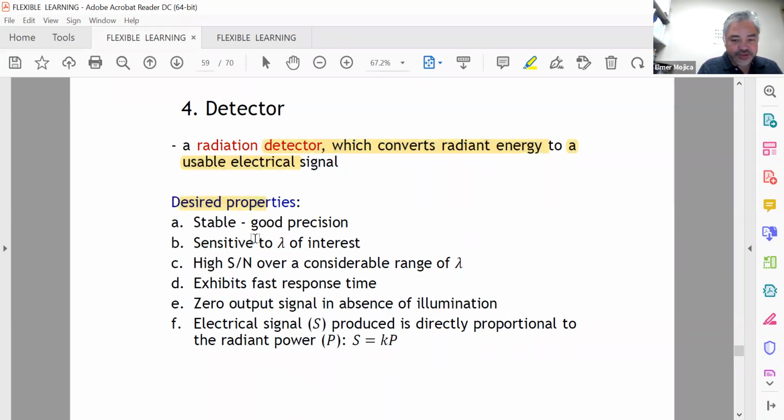Now, what are the desired properties? Stable. It should result in good precision. It should be sensitive to the wavelength of interest. You want it to have a high signal-to-noise ratio over a considerable range of wavelength. You want the response time to be fast. And a zero output signal in the absence of illumination, and the electrical signal that you have there should be directly proportional to the radiant power.